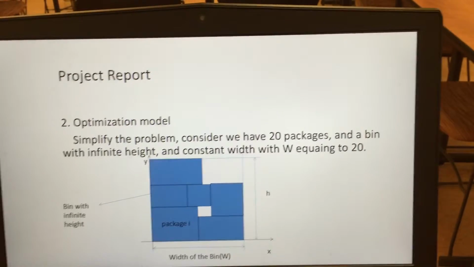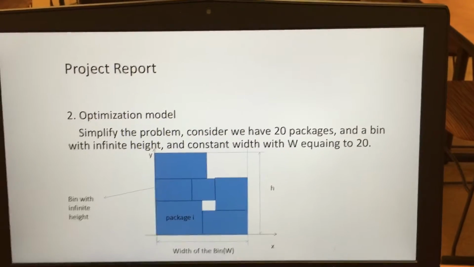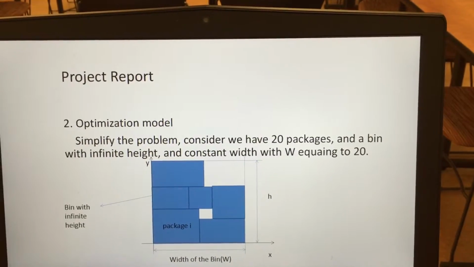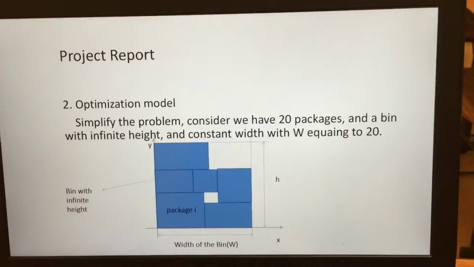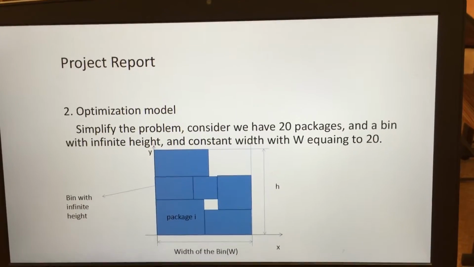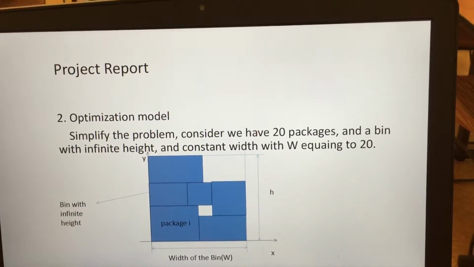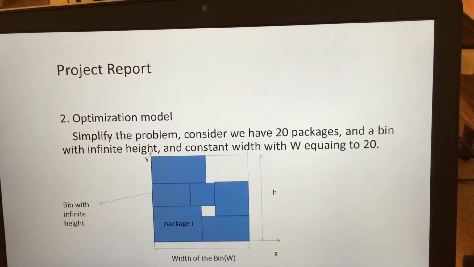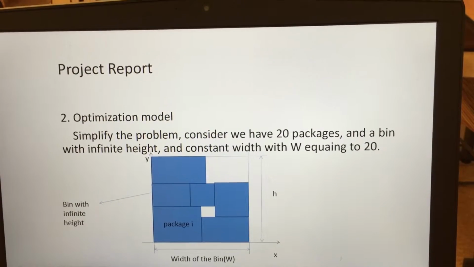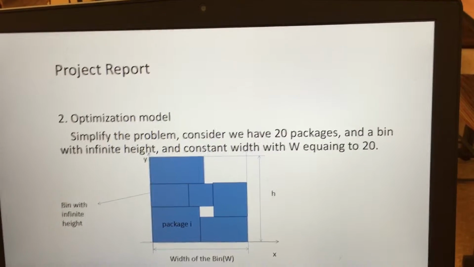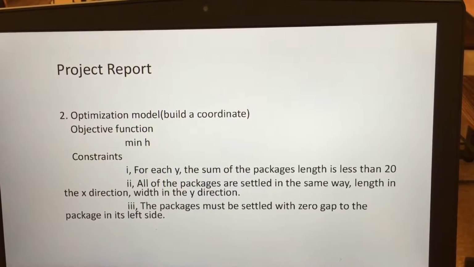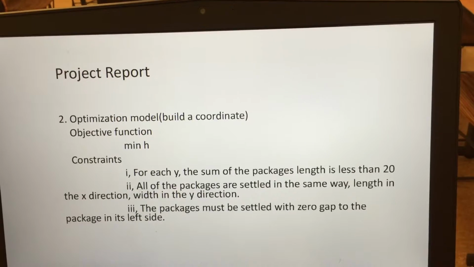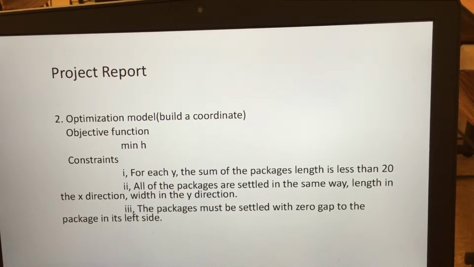Consider we have 20 packages and a bin with infinite height and constant width W equal to 20. I need to put all of the packages into this bin, and my aim turns to finding H, which is the maximum height when I put in all of the packages. And my objective function is to find the minimum of H.